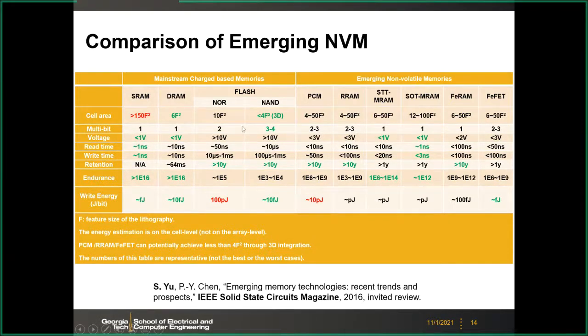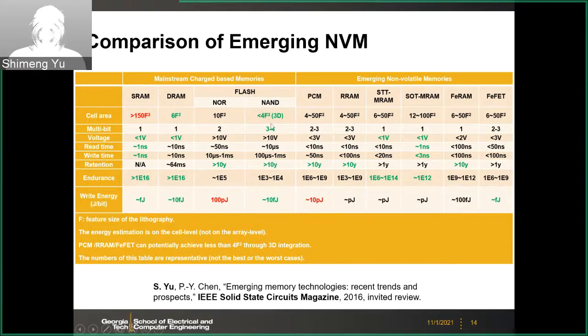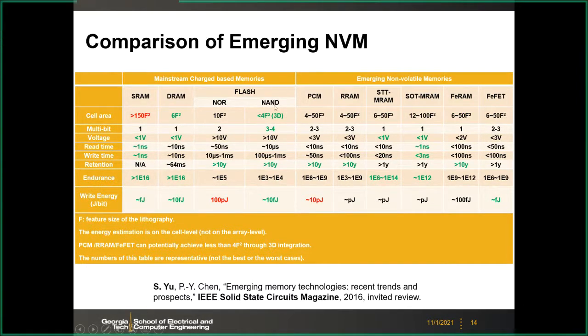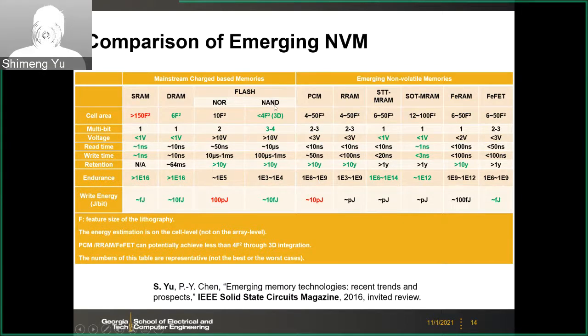And then NAND flash, no other memories can replace NAND flash. Why? Because of the density. NAND flash has the 3D structure, and you know how small the equivalent bit area is. So it's very hard to compete with NAND flash in terms of the cost. But all of them at least can replace NOR flash if you compare those metrics.